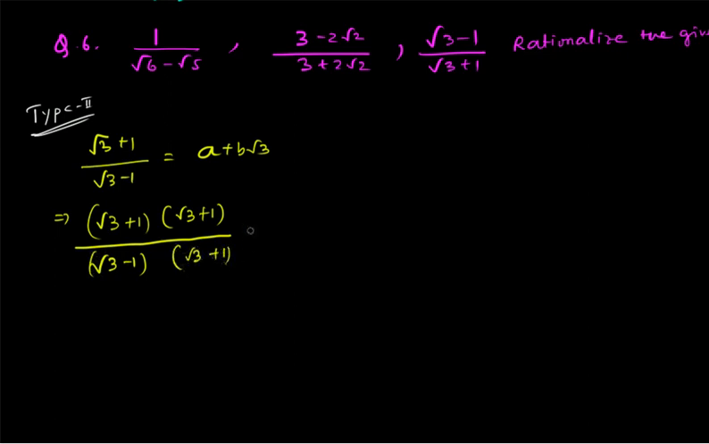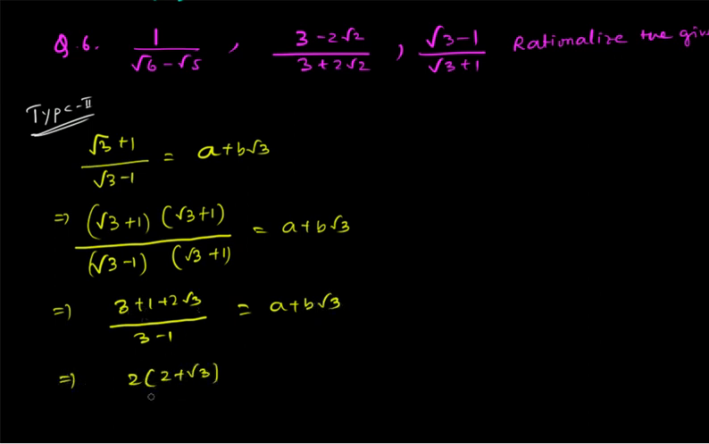In the numerator, we can apply the formula for root 3 plus 1 whole square, which is a square plus b square plus 2ab. So 3 plus 1 plus 2 root 3 by 3 minus 1, which is 2. Then 4 plus 2 root 3 by 2. So we can write it as 2 into 2 plus root 3 by 2. The 2 gets cancelled. So a plus b root 3 equals 2 plus root 3.